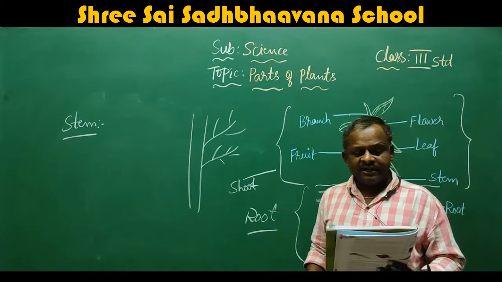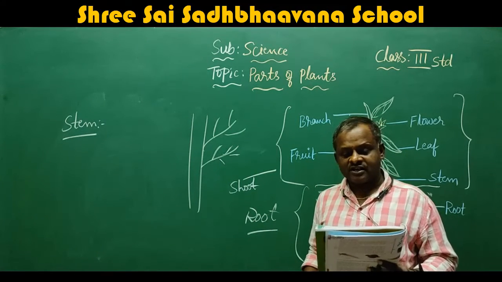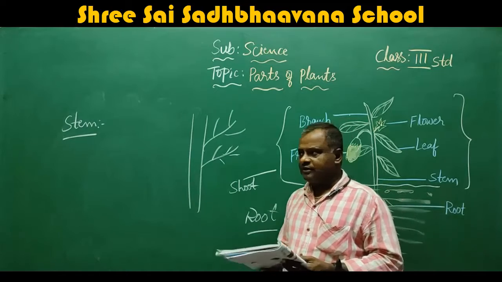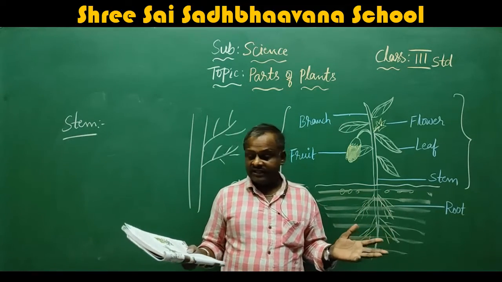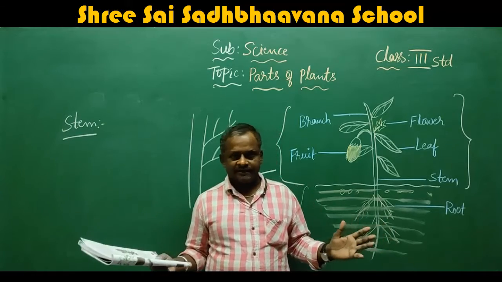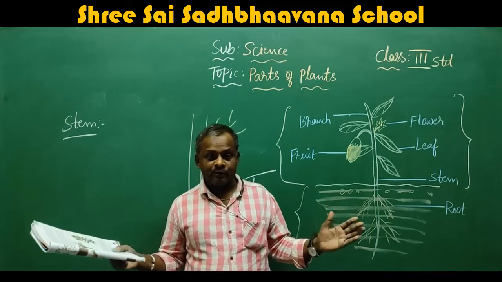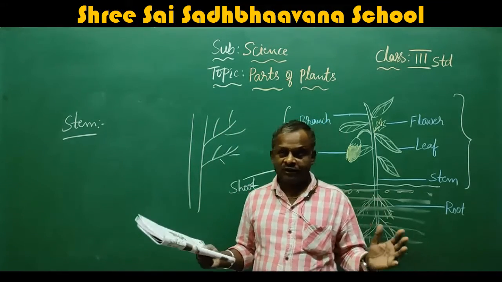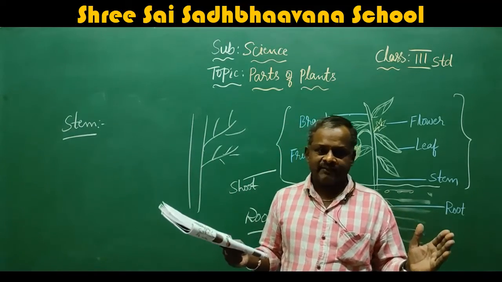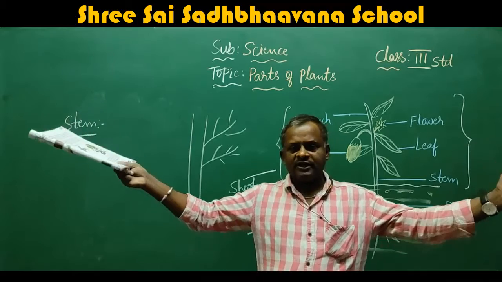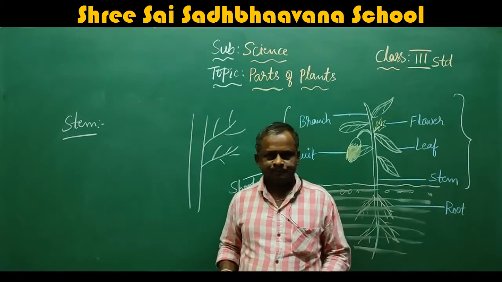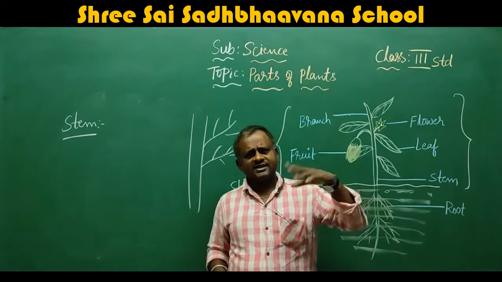The stem of the neem and coconut trees are hard, strong and woody. Have you observed the plants? That means the big trees. Their stem is so hard, so big and woody, strong and woody. That means wood is present. So many large trees are also present. That is also called the stem only.